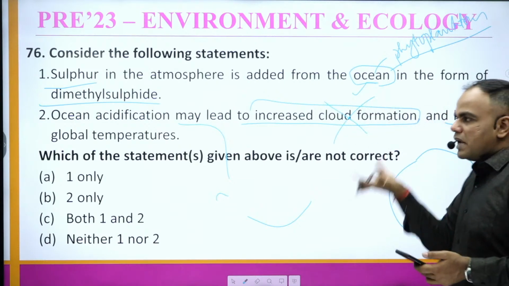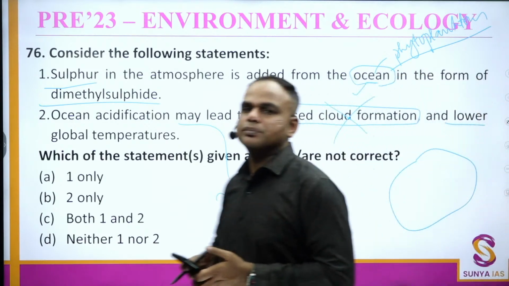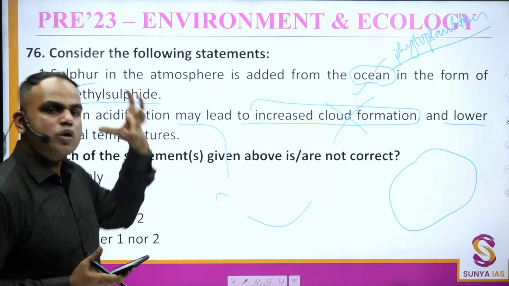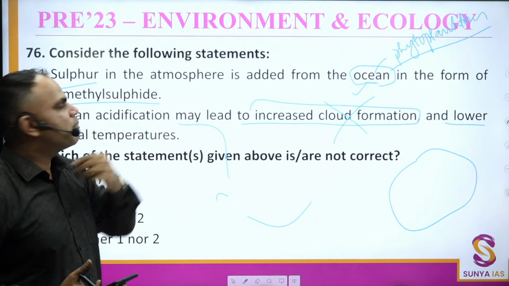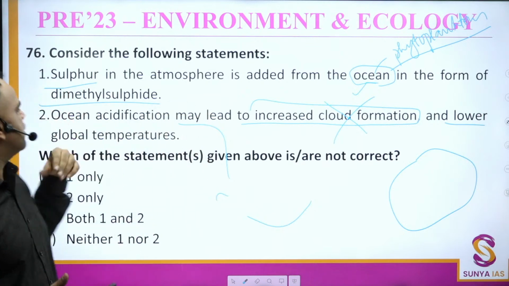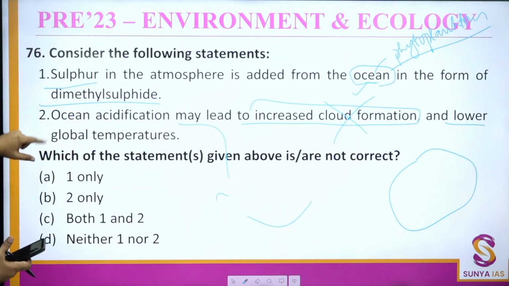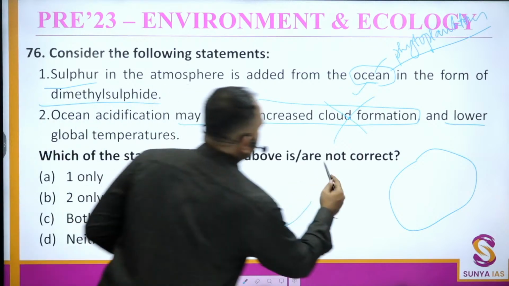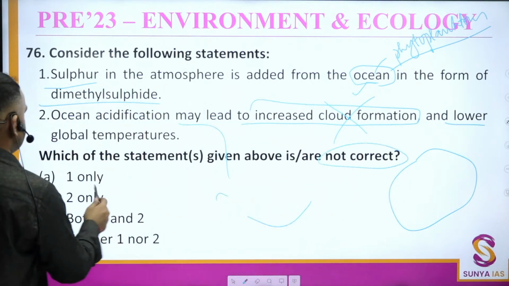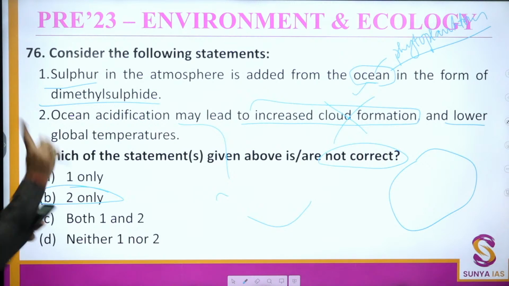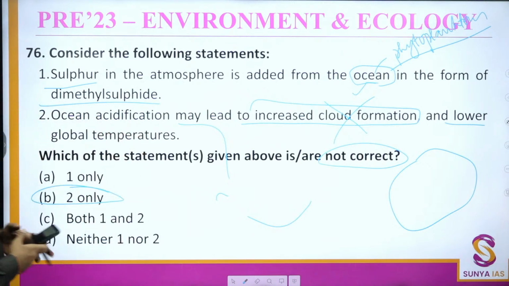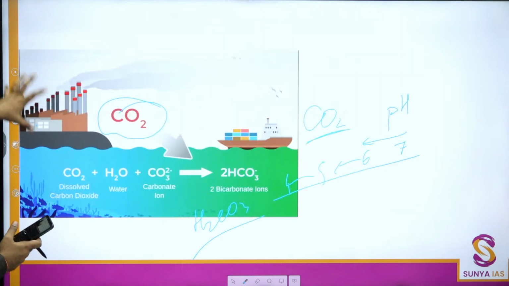And it will lead to increased global temperatures. Because if you have more cloud formation, there is more albedo, more reflectivity. But if you have less cloud formation, of course, there will be higher global temperatures. Again, the question is asking what is not correct. Question 76, statement number 2 is not correct. Did you understand this? This is a more interesting topic, ocean acidification, and how cloud formation and all these things are related.